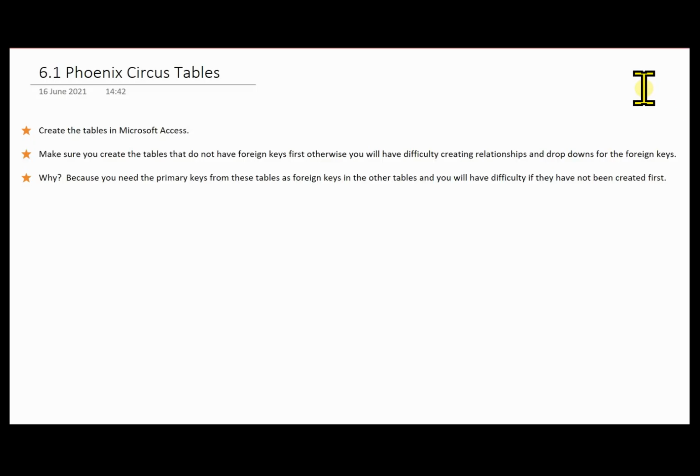Before we start creating the tables in Access, I just want to make sure that you understand you need to create the tables that do not have foreign keys first. Otherwise you'll have difficulty creating the relationships and drop downs for the foreign keys. Why is this? Well, because we need those primary keys from the tables as foreign keys in other tables, and if they're not there, then we can't use them.